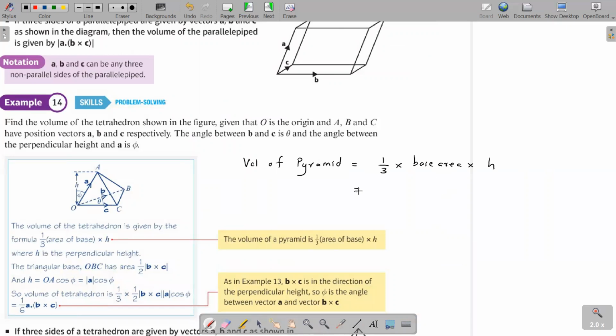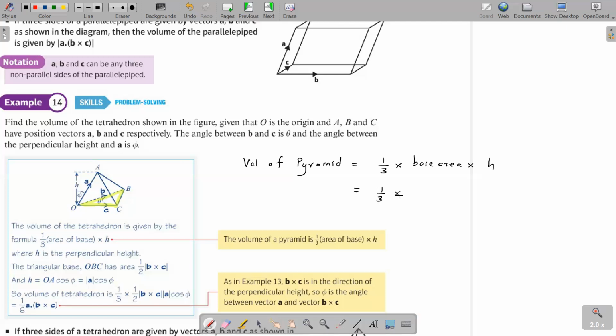You can see here the way they have marked the base is the triangle OBC. So how do we get the area of the base? Basically, we take the cross product of the two vectors, C cross B, or we can say B cross C. If I take the cross product of the two vectors, I get the area of the triangular base. Do you agree with me?